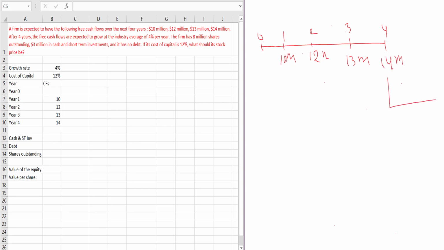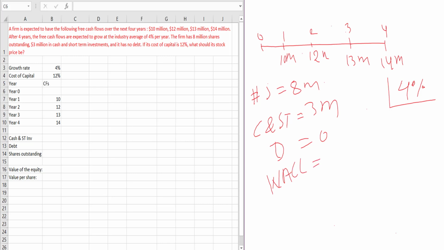And beyond this 4th year, the cash flow is expected to grow at 4% forever. And number of shares outstanding equals 8 million. And cash and short-term investment is 3 million. And debt, there's no debt, that's 0. And weighted average cost of capital is 12%. Given this information, what is the intrinsic value of a stock, right?